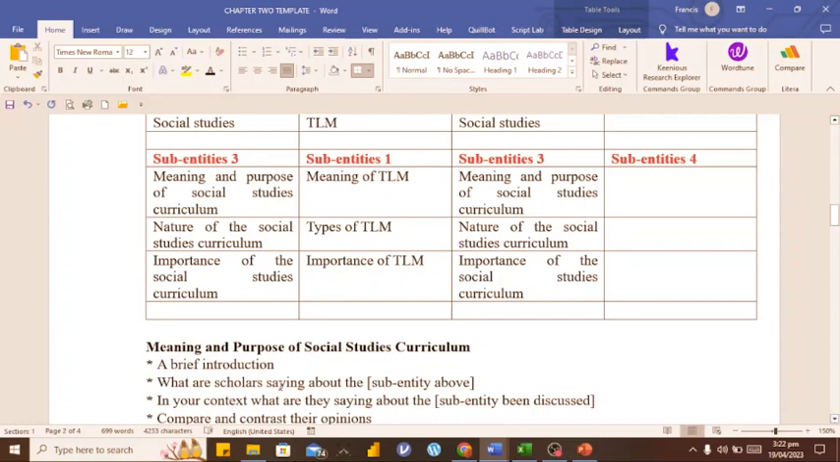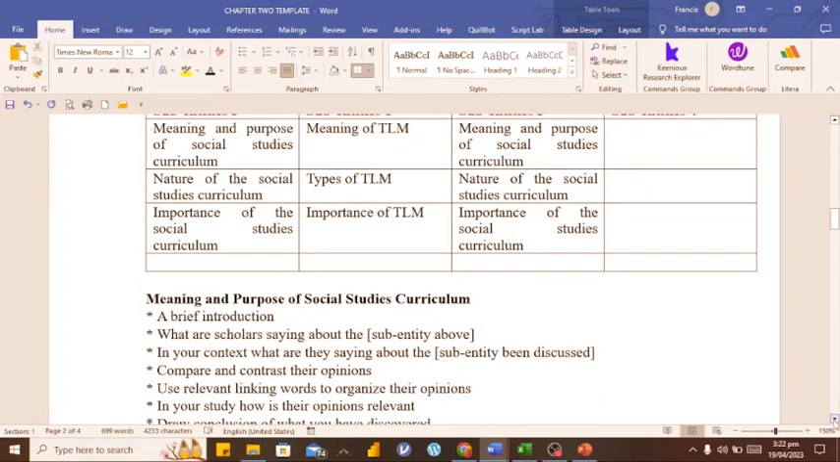When you write the meaning and purpose, you give a brief introduction about what you are going to write about. Then from there, you try to identify what various scholars are saying in terms of the meaning and purpose of social studies. Here you compare and contrast the opinions of various researchers. Maybe according to Ebu, social studies means this. According to Richard, 2022, social studies means that. According to Daniel, the purpose of social studies is about this. So you talk about that, then you discuss.